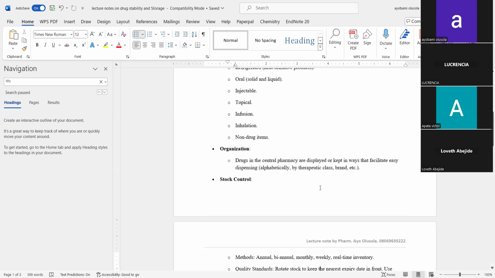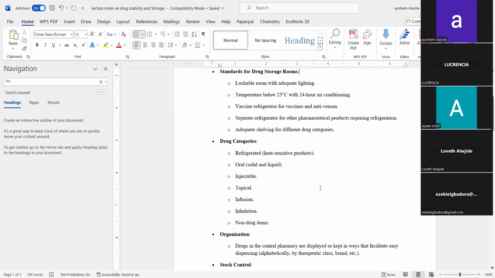So what are the categories of drugs that we have? We have thermolabile drugs that must be stored in the refrigerator. Then your drug can be oral form, solid, liquid, injectable, topical, infusion, inhalation. Then we also have non-drug items in the pharmaceutical store, like your syringes, consumables generally.